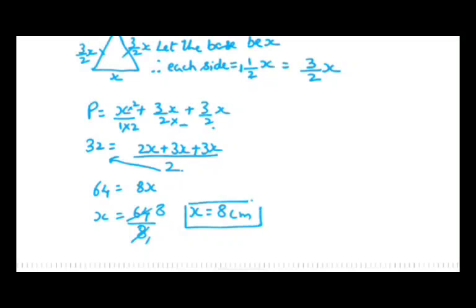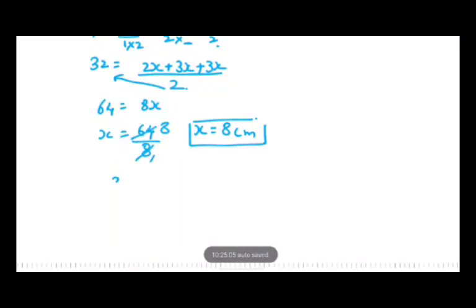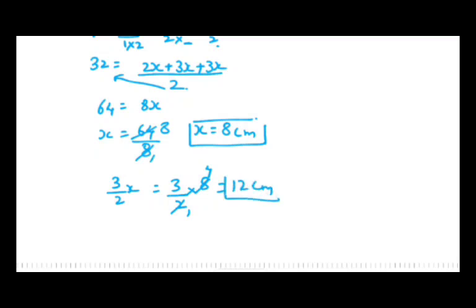Correct? What is the side? Each side, it is 3 upon 2x, which is 3 upon 2 of 8. 2 1s are 2, 2 4s are 8, 3 4s are 12 centimeters. So each side is 12 centimeters.